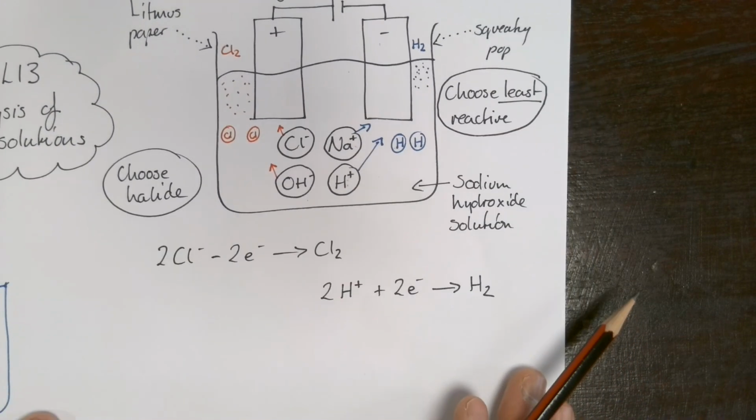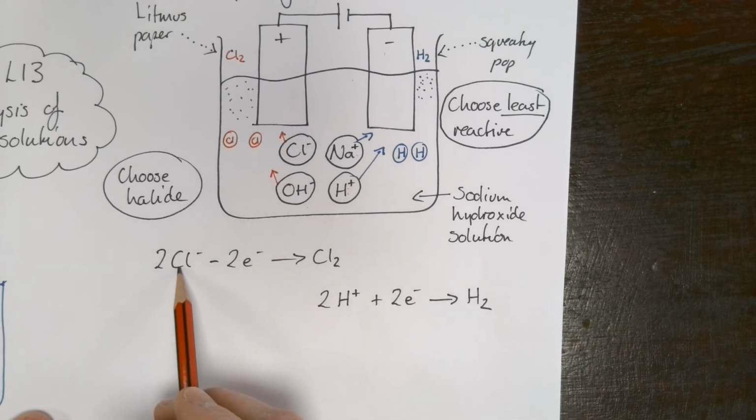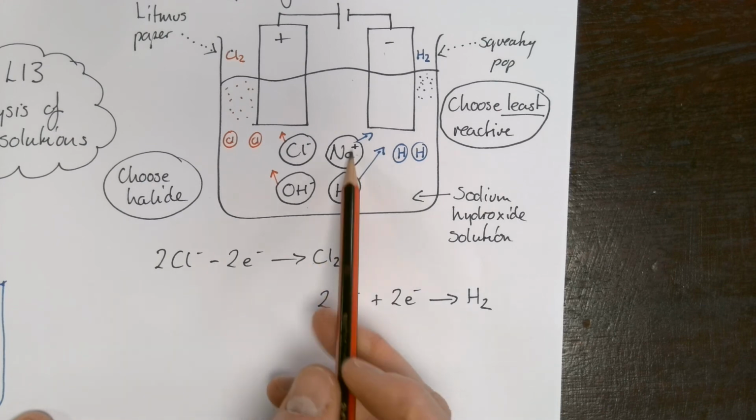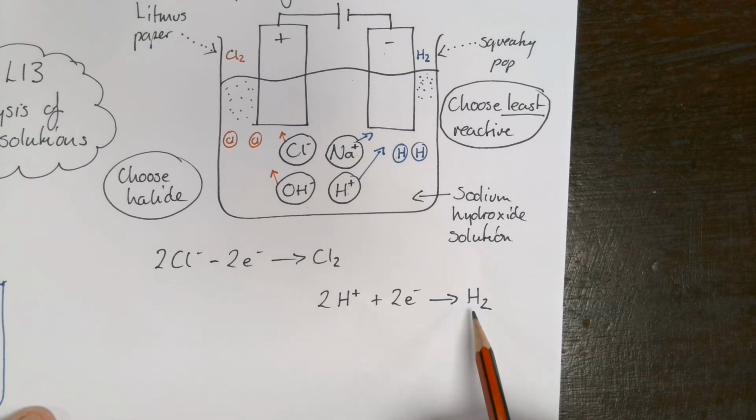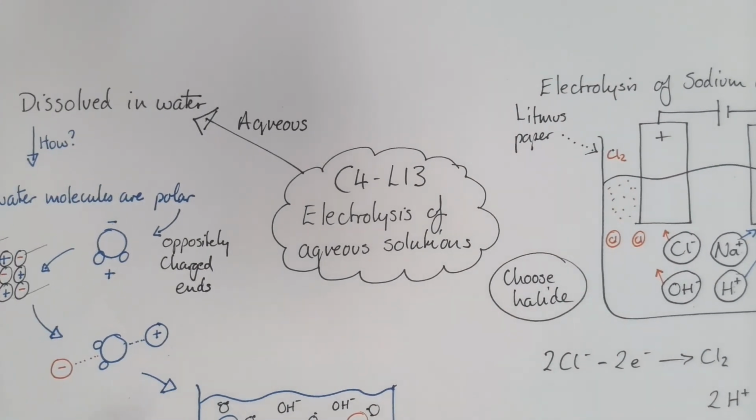There are half equations for these reactions as well. So at the anode, we've got our two chloride ions, which lose 2 electrons, one each, and then form a chlorine molecule, Cl2. And then at the cathode, we've got 2 hydrogen ions that gain an electron each, and as a result turn into hydrogen atoms, which then pair up to form hydrogen gas. And that's your overview of the C4 lesson 13, electrolysis of aqueous solutions.